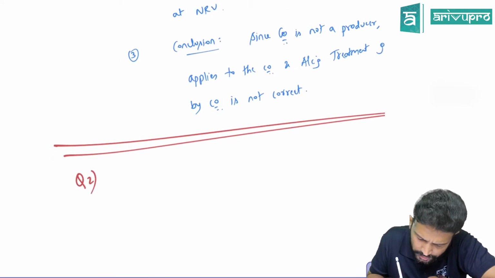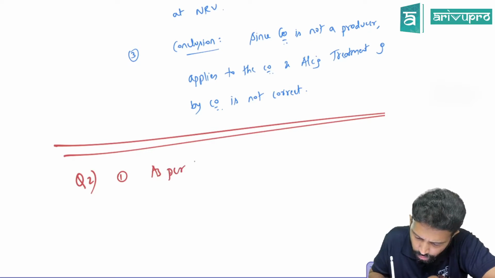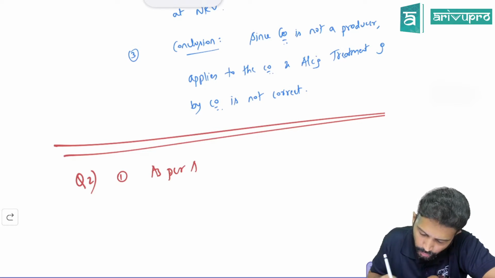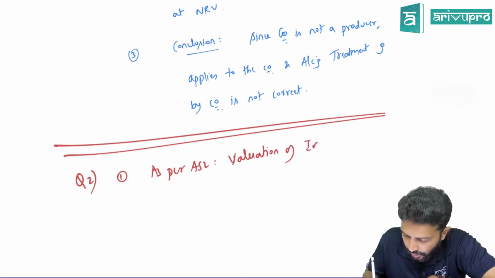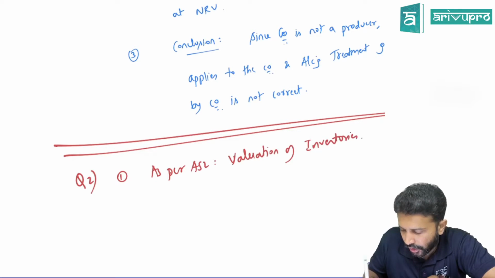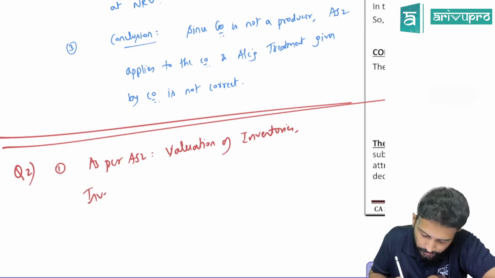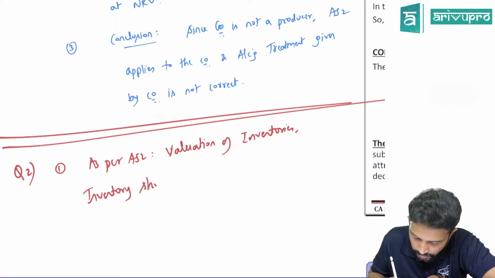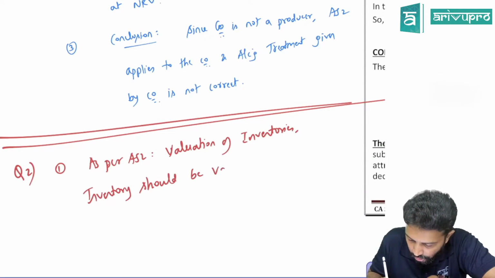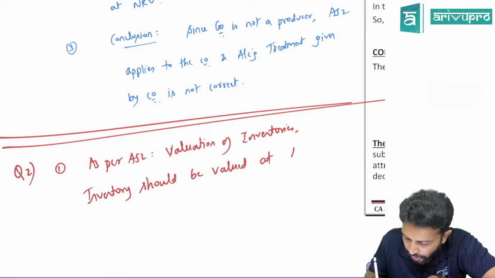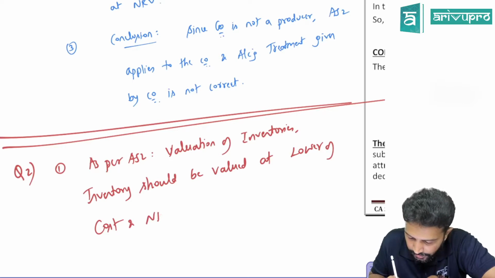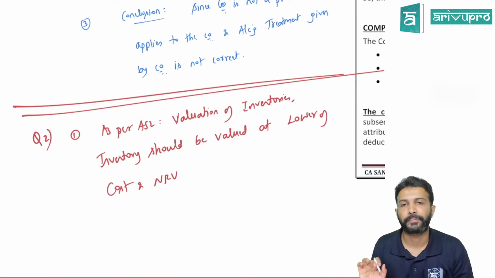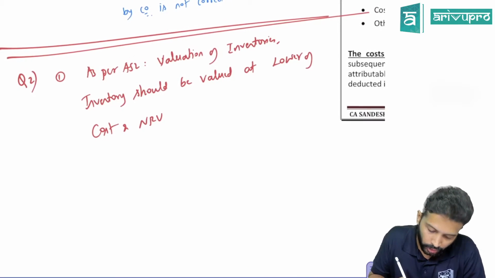That means how will you write? First parameter, what will you write? As per AS 2, inventory should be valued at what price, sir? Or as per AS 2, valuation of inventory, comma, inventory should be valued at? Inventory should be valued at lower of cost and NRV, can I write? Lower of cost and net realizable value. It's the first point. Okay, second point.